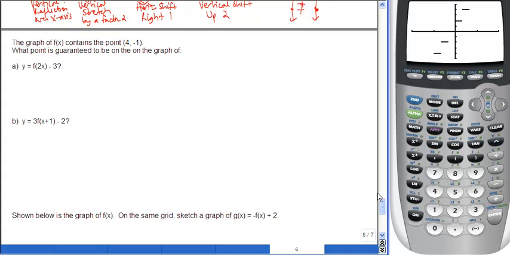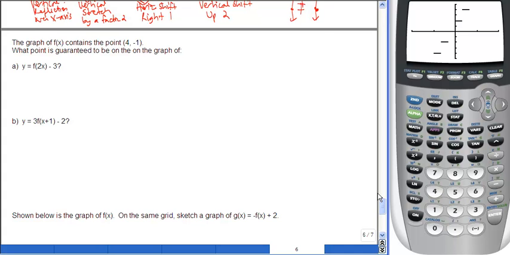Okay, the next example that we're going to look at is also kind of tricky as well. This one doesn't seem to give us very much information, but what we know is that we have some function f of x, and all we know about it is that it contains the point (4, -1). So based on that information alone, we want to figure out what must be on the graph of f of 2x minus 3.